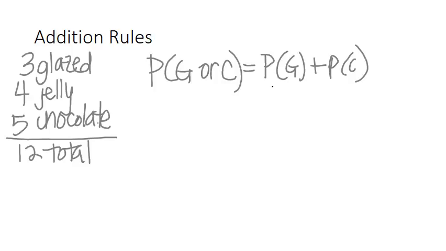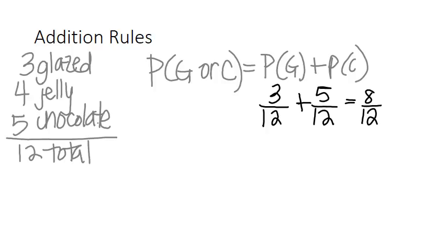Well, how many glazed donuts do we have? We have 3 glazed donuts out of a total of 12. Or means to add. And how many chocolate? We have 5 chocolates out of a total of 12 donuts. So we add them up. They have the same denominator. 3 plus 5 is 8 over 12. And that simplifies to 2/3. So we have a 2/3 chance that we pick a glazed or a chocolate donut.